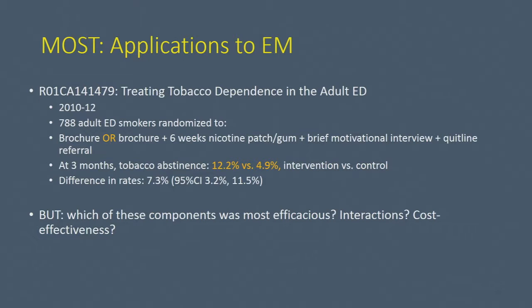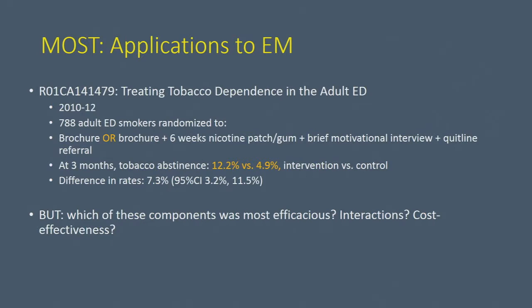But of these things that we did, which actually gave us the most bang for the buck? What was the most efficacious? We have a cost effectiveness paper in review right now, but what about the cost contributions of each of these? And were there any interactions between these? We don't know that. I cannot disaggregate that. It cannot be done statistically and methodologically.